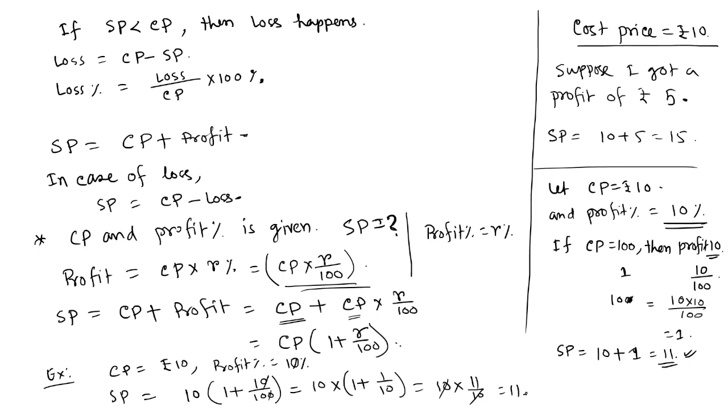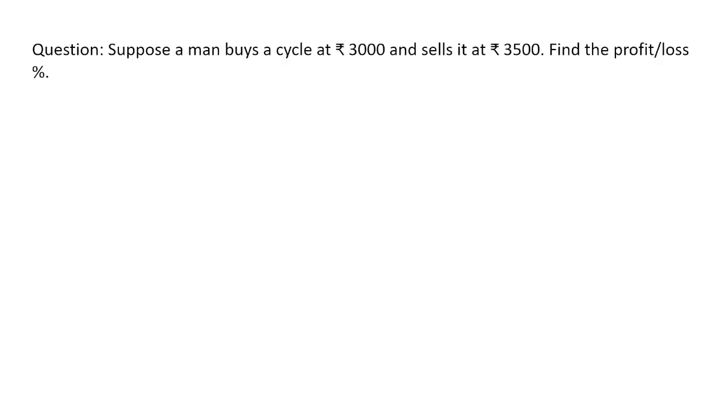Now, many situations arise, but we are not dealing with that. So, now we should spend some time giving some examples. Our first question: suppose a man buys a cycle at rupees 3000 and sells it at 3500. Find the profit or loss.